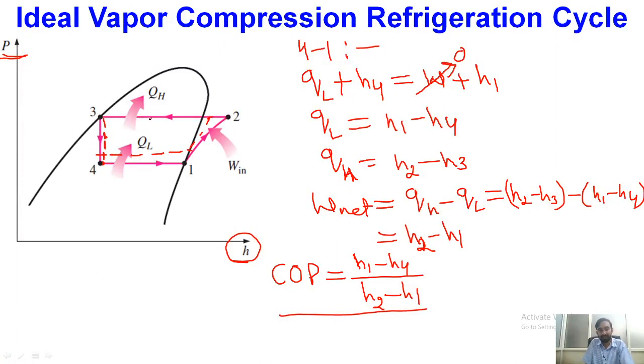Similarly, if we decrease either the pressure or temperature of the condenser, that will also result in an increase in the COP of this ideal vapor compression cycle. So the way I have explained in case of power cycles, you can employ the same formulations and determine the effect of different parameters on the COP of this cycle.